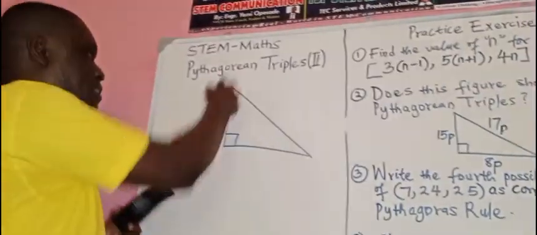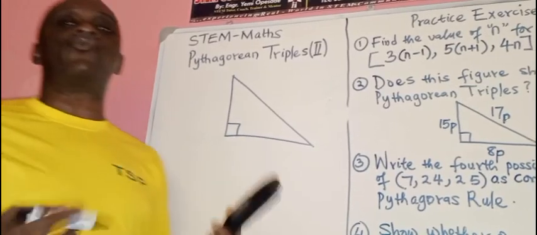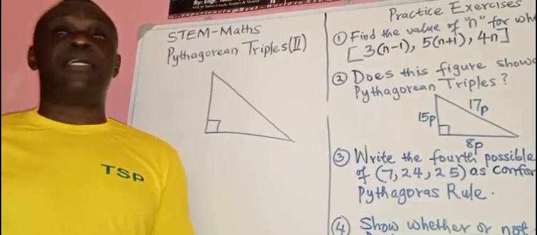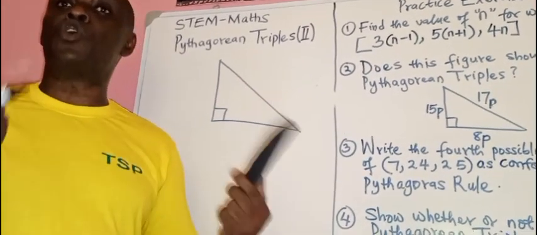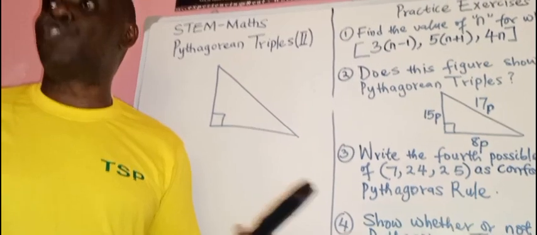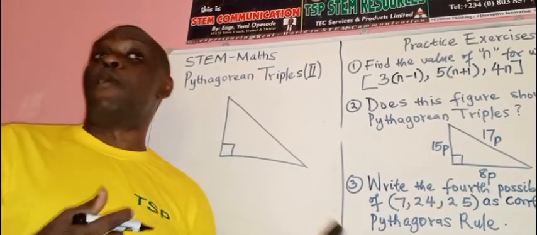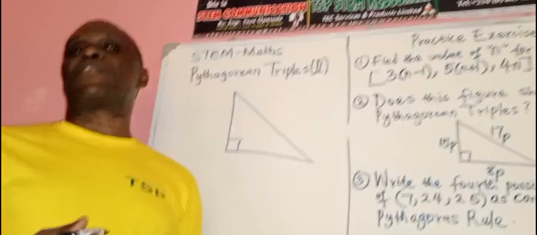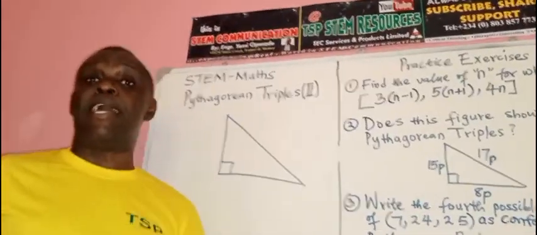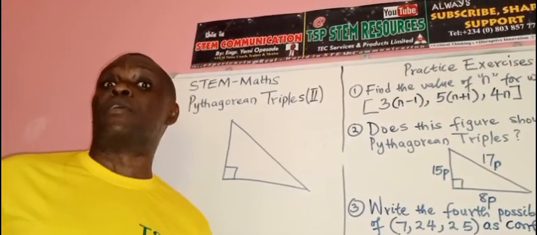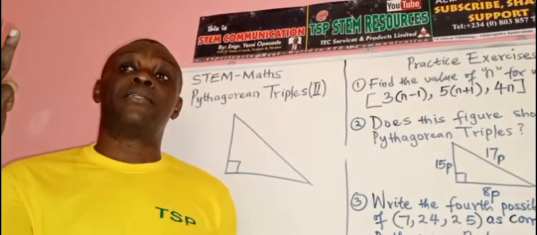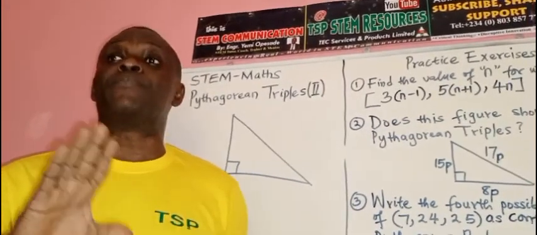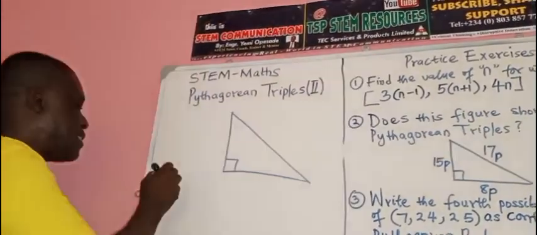Is that clear? Okay, so they will give you the three lengths of a right angle triangle, and they want you to prove whether or not it conforms to Pythagoras theorem. Then, if it conforms, it is a Pythagorean triple. If it does not conform, then it is not a Pythagorean triple. It means that I can give you the three sides of a right angle triangle that are not a Pythagorean triple.